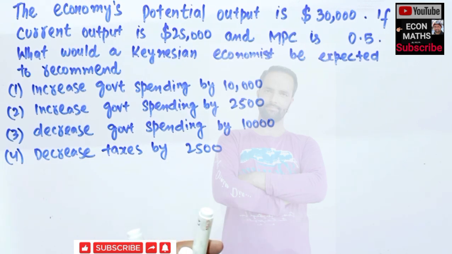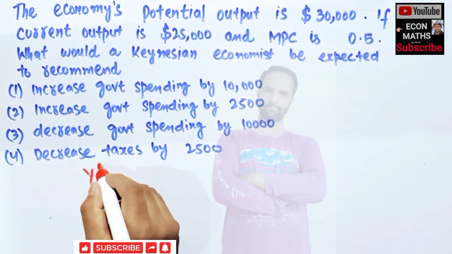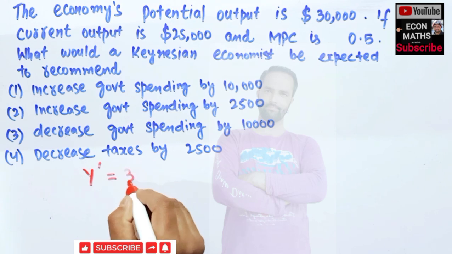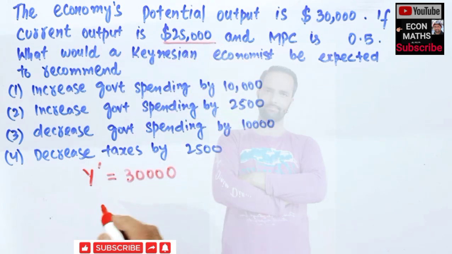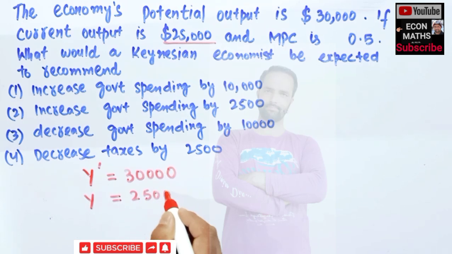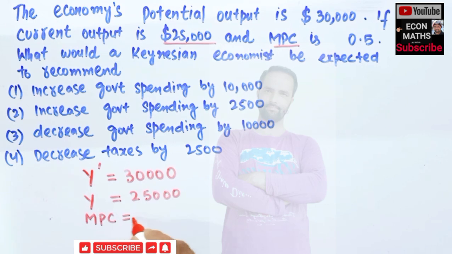Okay, so what are we given? We are given two things here. We are given the potential output. Let us denote it by y dash as the potential output, which is $30,000, and current output, let us denote it by y, which is $25,000. Also we are given the MPC, that is marginal propensity to consume, equal to 0.5. We need to find out which of these options a Keynesian economist will recommend.